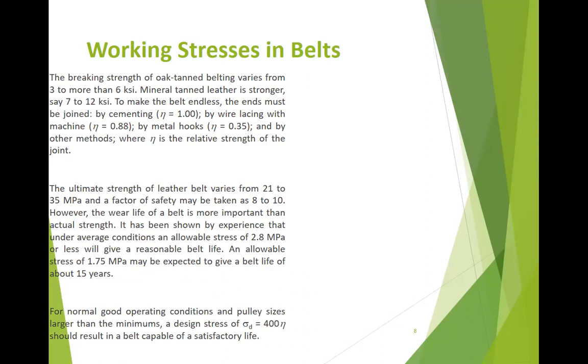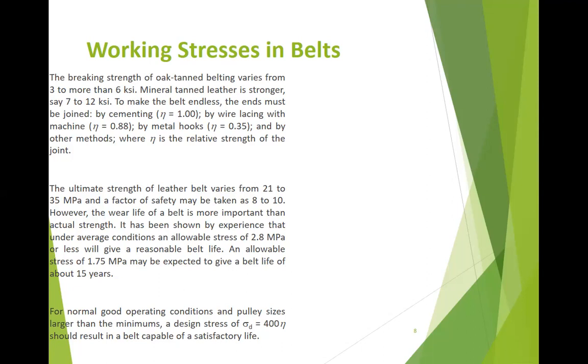By wire lacing with machine, the factor is 0.88. The reduction factor by metal hooks is 0.35, and by other metal, where n is the relative strength of the joint. The ultimate strength of leather belt varies from 21 to 35 megapascal, and a factor of safety may be taken as 8 to 10.